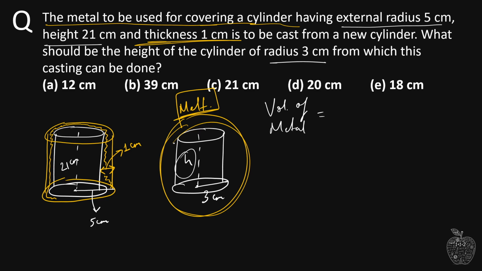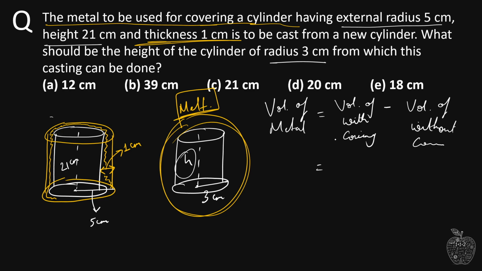In order to calculate that, first of all we'll get the volume of the entire cylinder with covering, and then subtract the volume of the cylinder without the covering, that means the inner part. Whatever the difference is, we'll get the volume of the metal from that. So let's calculate now.